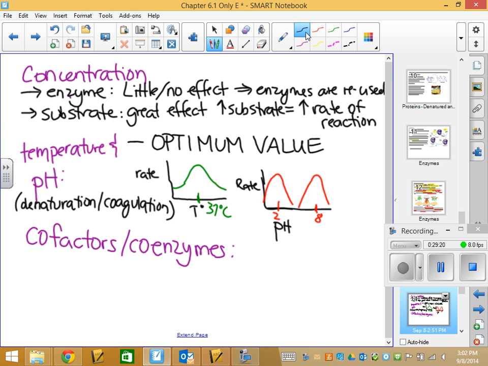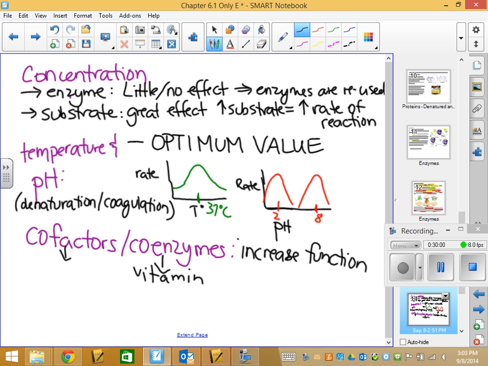A cofactor or a coenzyme increase the function of an enzyme. They do this two different ways, and it's dependent on where they bind. So both of them help an enzyme perform its function. The difference between them is where they attach on the enzyme. So a coenzyme is usually something that a vitamin does. It's not exclusively, but a vitamin is a really good example of something that is a coenzyme.